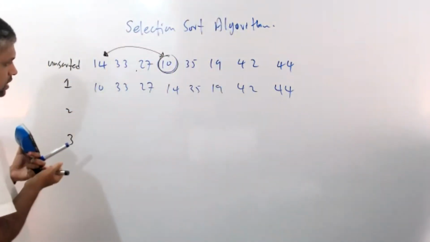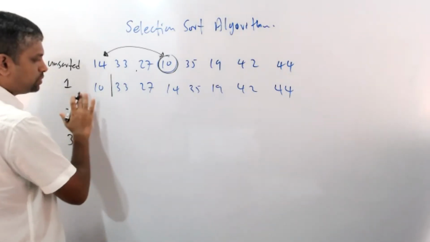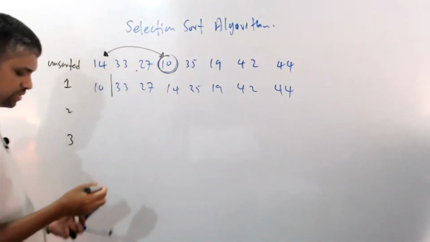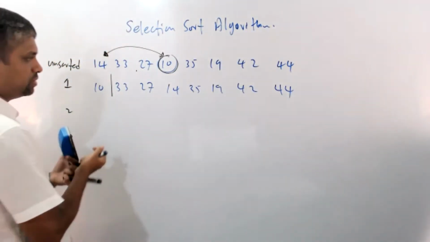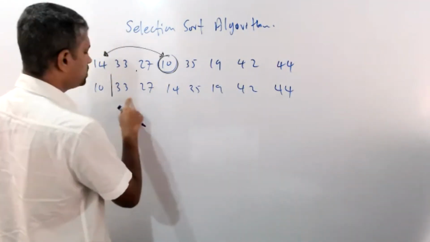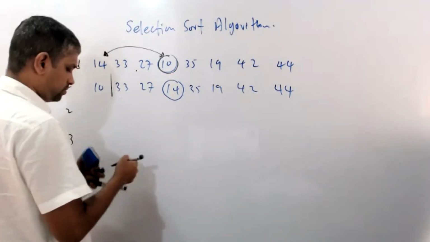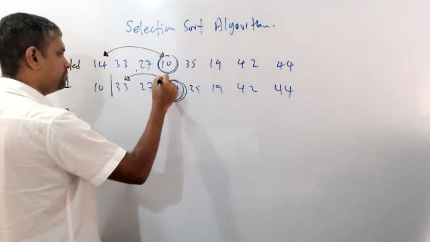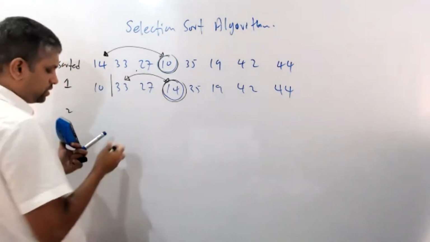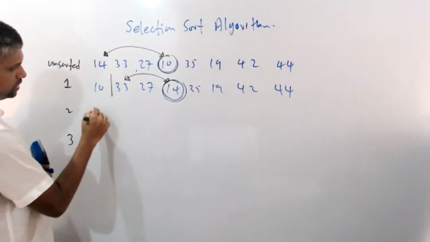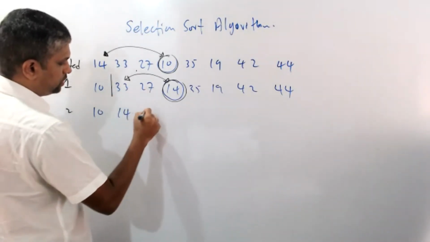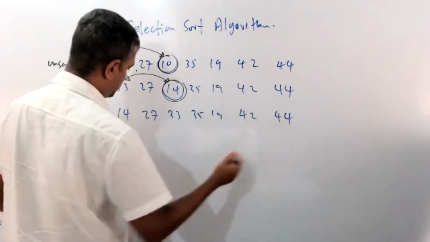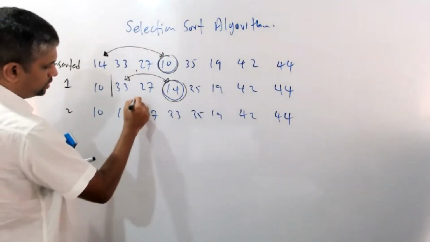Therefore, storage is preserved, right? Then now up to here is sorted. Then look at this and find the minimum. What is the minimum? The minimum of this unsorted part is 14. So 14 will be swapped with the first unsorted element, right? Therefore, we have 10, 14, 27, 33, 35, 19, 42, 44.